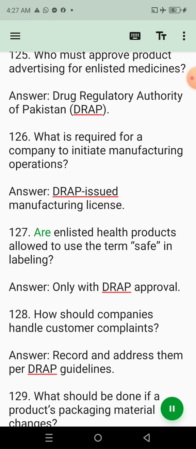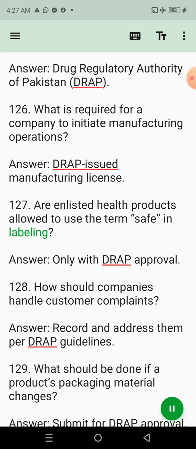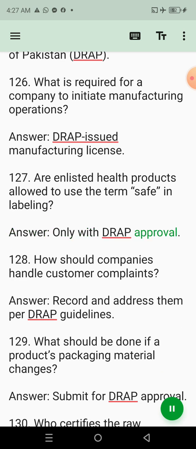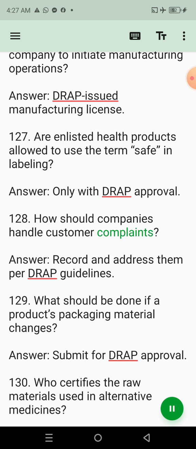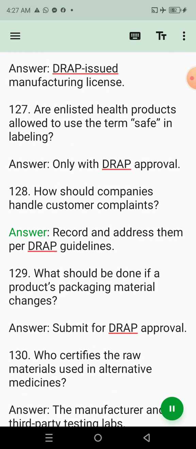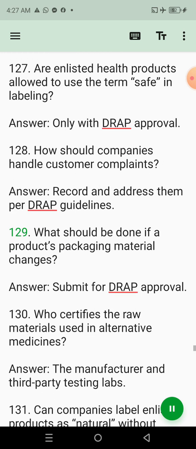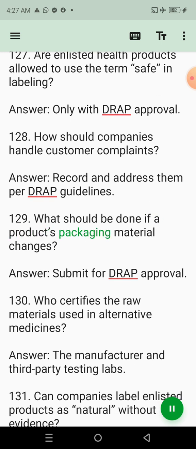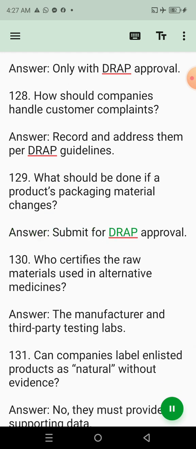127. Are enlisted health products allowed to use the term safe in labeling? Answer. Only with DRAP approval. 128. How should companies handle customer complaints? Answer. Record and address them per DRAP guidelines. 129. What should be done if a product's packaging material changes? Answer. Submit for DRAP approval.